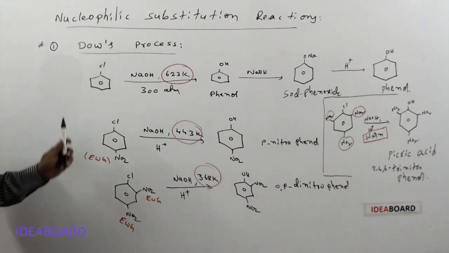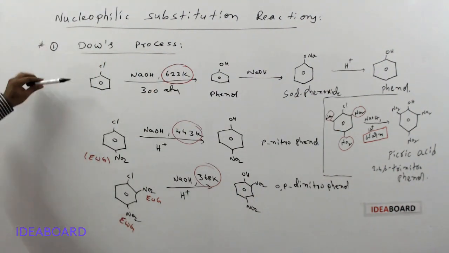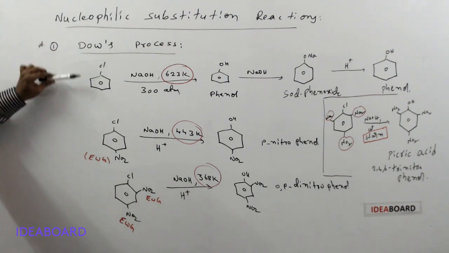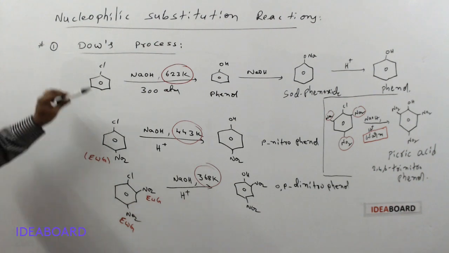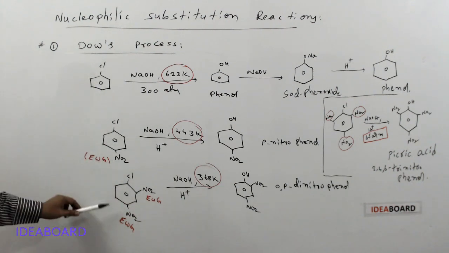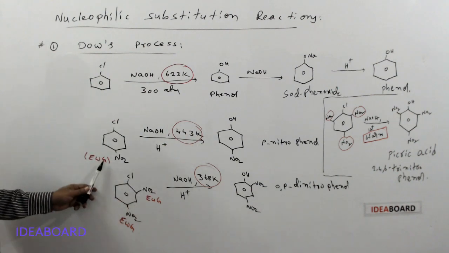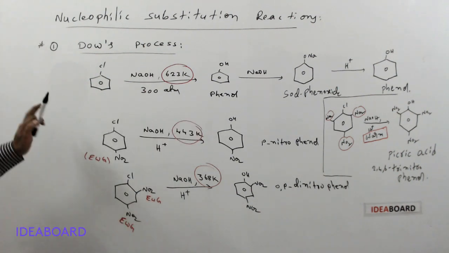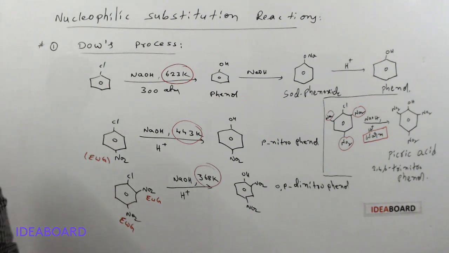Okay, so this is the Dow process. Only the first one is called the Dow process. Please remember, the first one only is the Dow process. The others are extensions of the reaction. Even if you take the same reaction under different conditions, by maintaining NO2 groups at different temperatures we get these products. That is the use of this reaction.